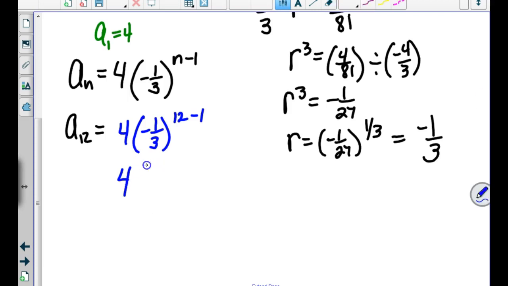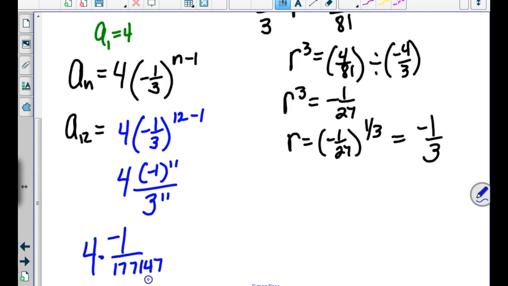Okay. What's negative 1 to the 11th? Negative. Okay. And what's 3 to the 11th? Okay. So what's that going to be? 4 times negative 1 is just negative 4, right? Over 177,147.